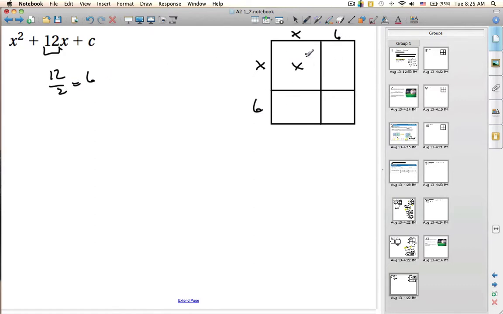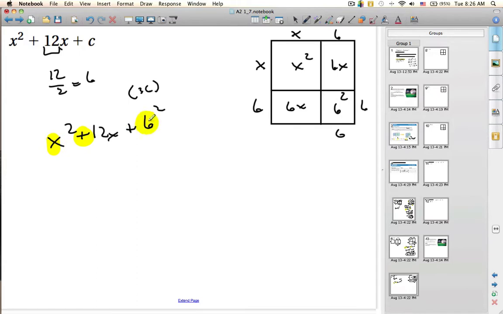I know this is x squared, and this is 6x, and this is 6x. So x squared plus 6x plus 6x, that's x squared plus 12x. So what's this distance here? Well, it's 6 times 6, or 6 squared. So I would want to add 36. x squared plus 12x plus 6 squared. Remember, I could write that as 36, but for my purposes, I want to make it a square of a binomial, and to do that I need that, that, and that.